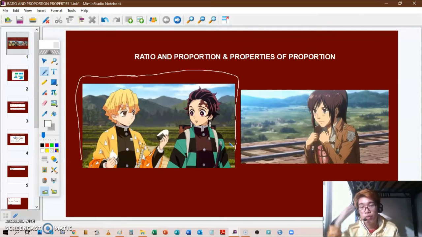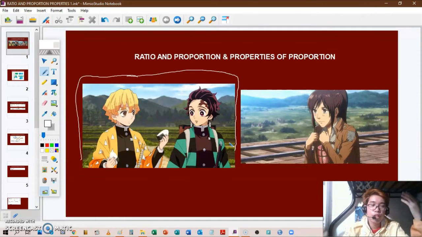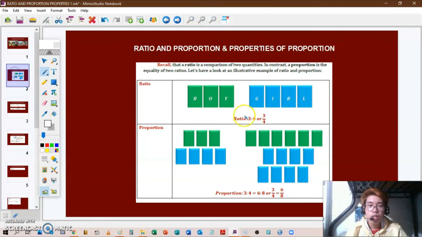And also in real life, you can think of more applications of ratio and proportion, not just confined within friendship, but also expanded into our nation and our communities. So we have here a common example of a ratio. A ratio is simply a comparison of values.